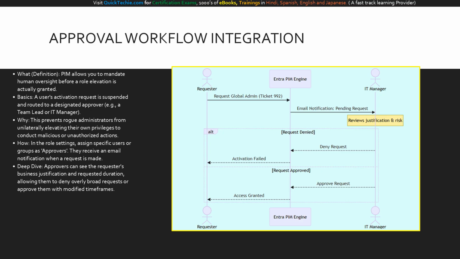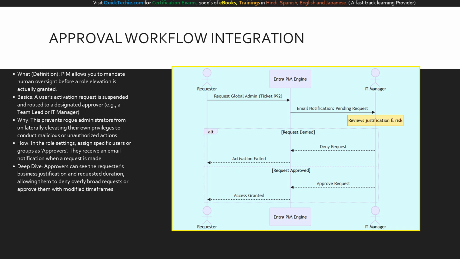Why is this human-in-the-loop essential? It acts as a definitive safeguard against rogue insider threats. An engineer cannot simply decide to elevate their privileges at 2:00 a.m. on a Sunday to download sensitive data. The manager would have to approve it first. How do you configure this? Within the PIM role settings, you explicitly define which users or groups have approval authority.